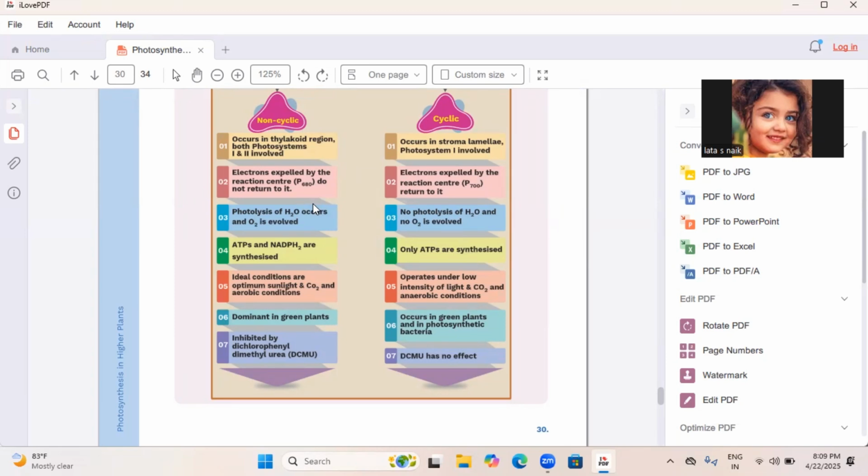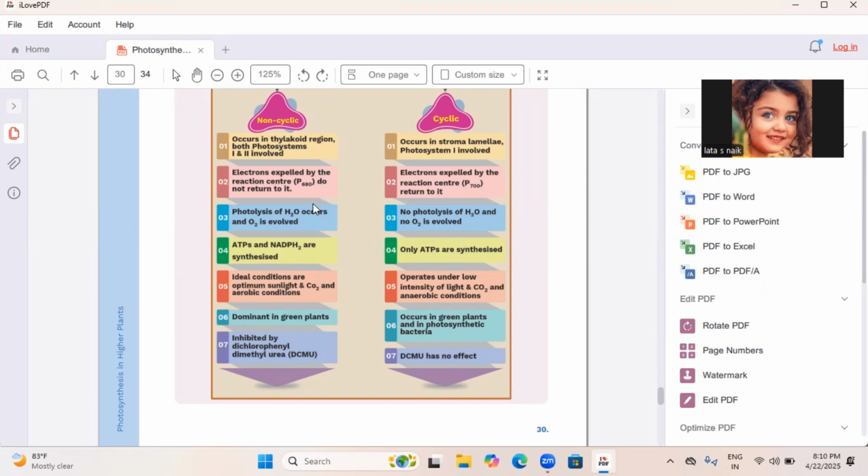Non-cyclic occurs in the thylakoid region. Both photosystem 1 and 2 are involved. In cyclic, only photosystem 1 is involved. In non-cyclic, electrons expelled by the reaction center P680 do not return to it. But in cyclic photophosphorylation, the electrons expelled by the reaction center return to it. In non-cyclic, photolysis of water occurs and oxygen is evolved. In cyclic, there is no photolysis of water and no oxygen is involved. So ATP and NADPH2 are synthesized in non-cyclic, whereas only ATP is synthesized in cyclic photophosphorylation.